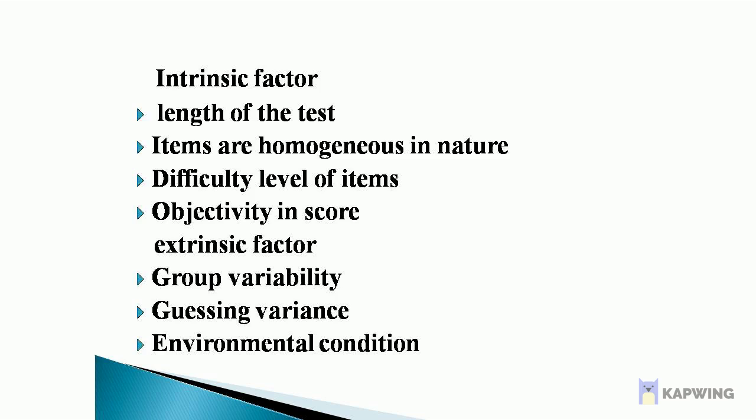Next one is extrinsic factor. Group variability. Group variability is one of the external factors of reliability. In the case of a homogeneous group, the reliability decreases, and in the case of a heterogeneous group, the reliability increases.